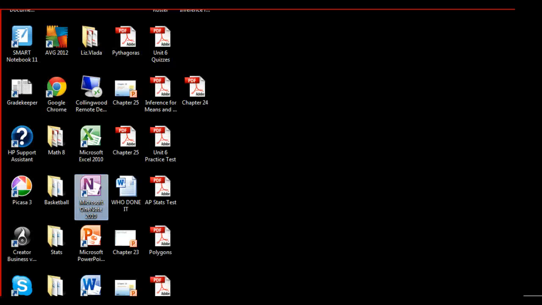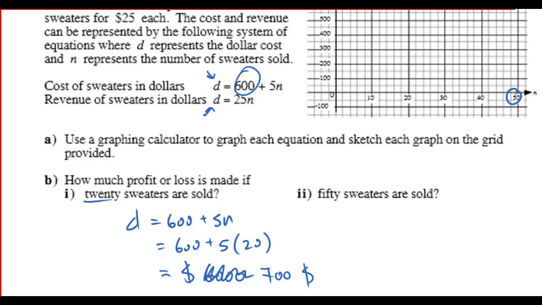and then I'm going to go ahead and do my revenue equation. The revenue is going to be 25 times the number of sweaters. Well, for 20 sweaters, that's going to be 500. So my revenue is 500 and my expenditure is 700. So how much profit or loss? Well, I have a loss of $200.